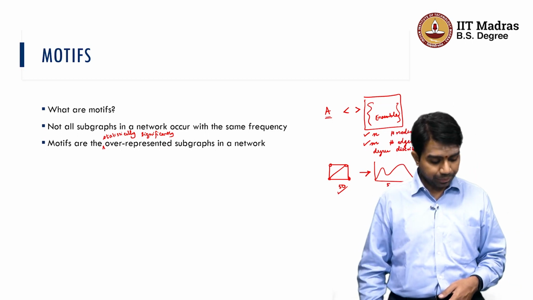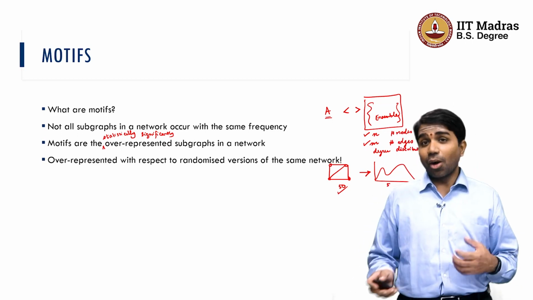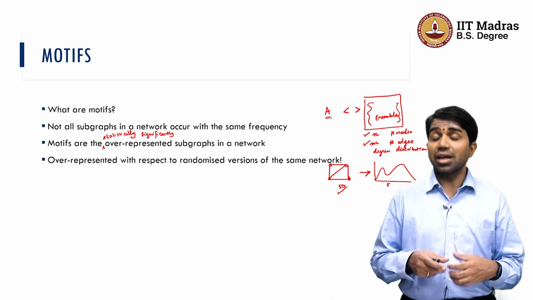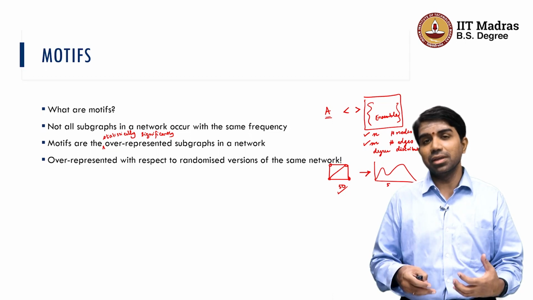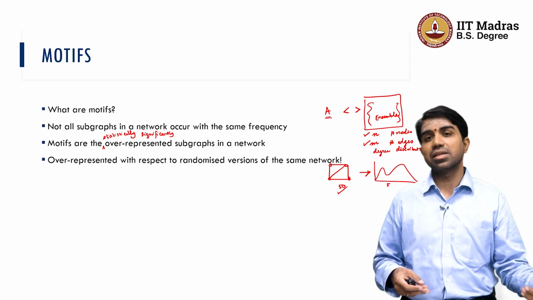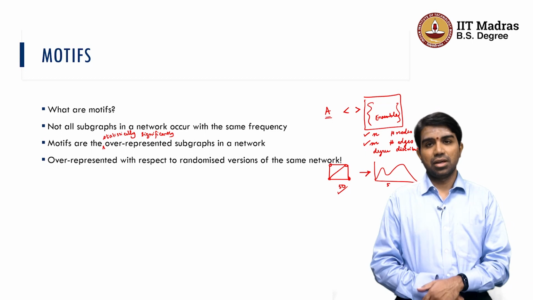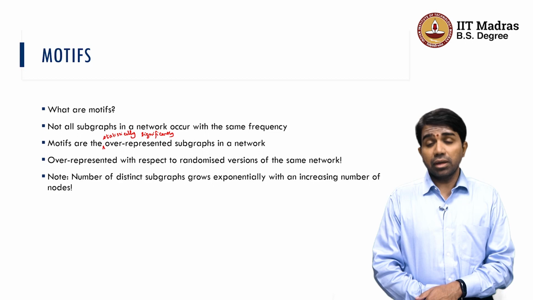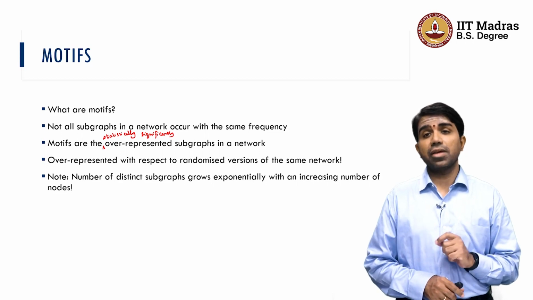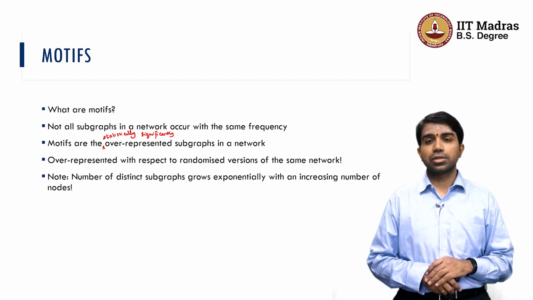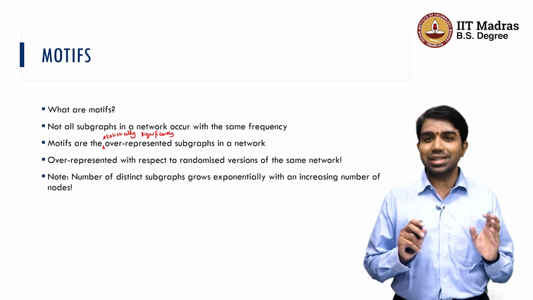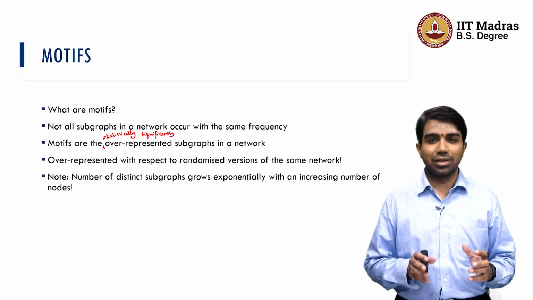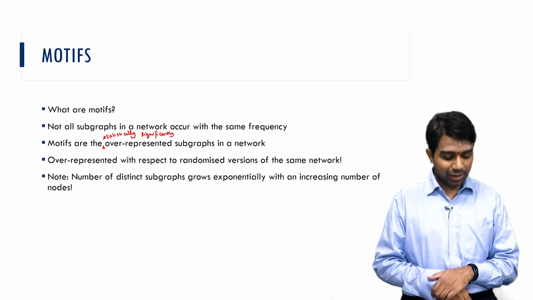So, let us go ahead. How do we make this ensemble that really mirrors the real network as closely as possible? This is a very interesting question, and note that the number of distinct subgraphs grows exponentially with an increasing number of nodes. So, it is very challenging to even count these motifs and so on. There are other strategies like sampling and so on, but this can be quite a challenge.